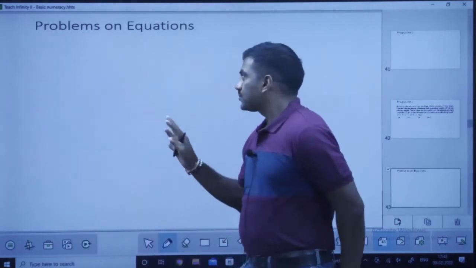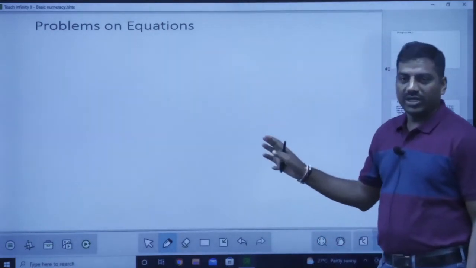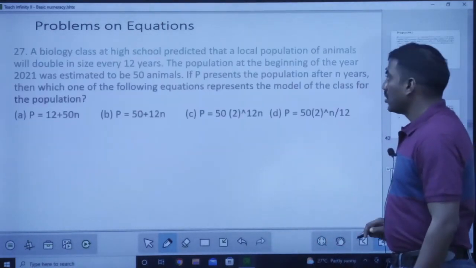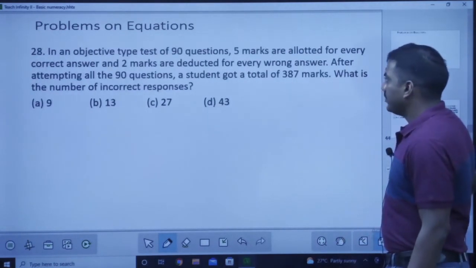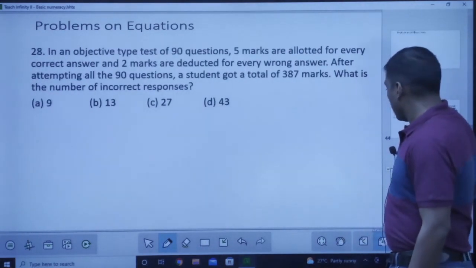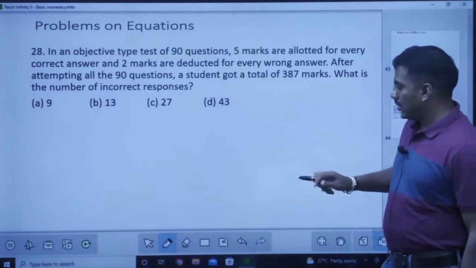So we'll discuss one or two equations here and leave. This is a bit tougher, I'll take later. This is very important.